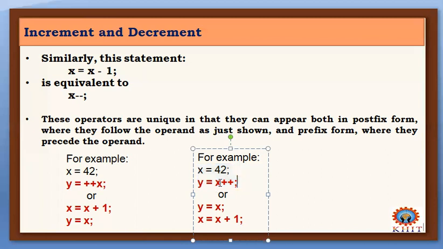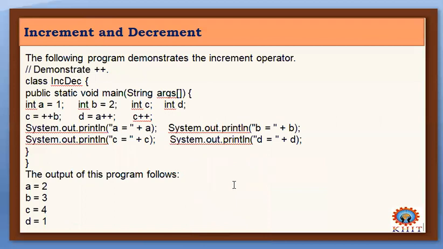So here, first of all, it will assign the value to y, and after that plus plus will happen, because there are two operators involved here: one is equal to and one is plus plus. First assignment is done, x value 42 is assigned into y. After that x is incremented by 1, so you will get the x value as 43. That is the difference between these two things.